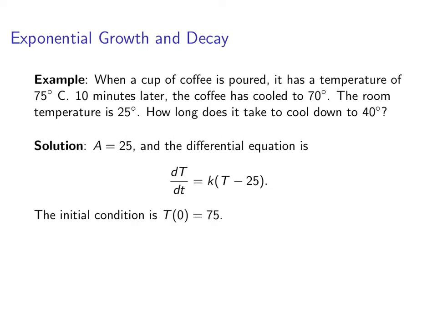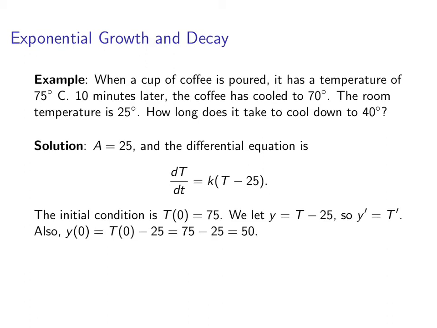Now our initial condition is T of 0 is equal to 75. That comes from the temperature of the coffee when it is first poured. Now we make this substitution to let y be equal to T minus 25, and so we transform everything by saying now that y prime is equal to T prime. Also, the initial y value is just T minus 25, and the initial temperature was 75, so really we get y is equal to 50. So what y measures now in this problem really is the difference between the coffee and the air temperature.